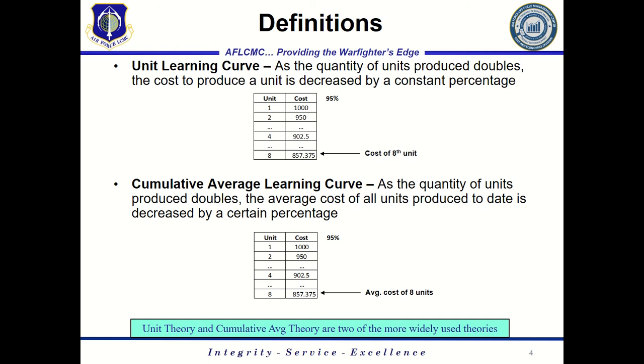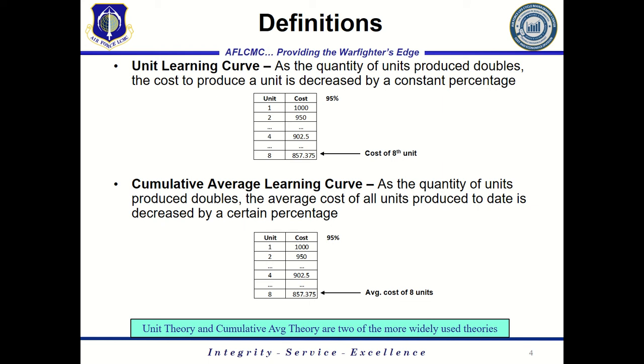So there's two basic theories to learning curve. There's the unit learning curve theory, and then there's a cumulative average learning curve theory. The unit learning curve theory basically says that as the quantity of the units produced doubles, the cost to produce a unit is decreased by a constant percentage. So you see in the example here, we've got a 95% learning curve. The first unit cost 1,000, be that 1,000 hours or $1,000, it doesn't matter.